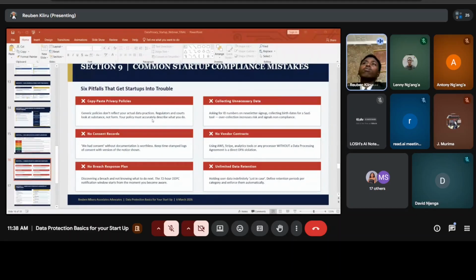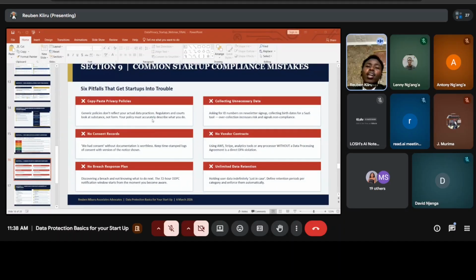And the ODPC has various penalties. The lowest that I have seen penalizing a business for data breaches was 75,000. I don't think there is a lower one. The highest that I have seen is, I think, 3 million. Statutorily, the highest that you can be charged is around 5 million for violating the Data Protection Act. So you find that some businesses and organizations violate people's privacy.